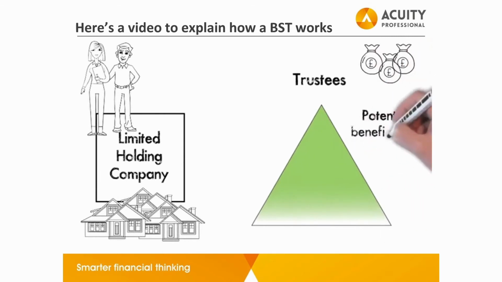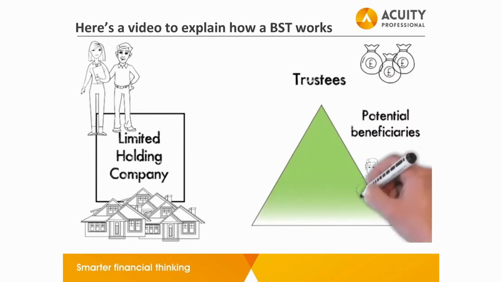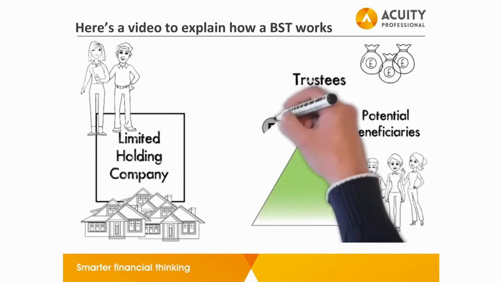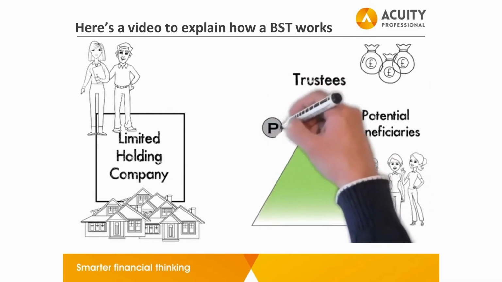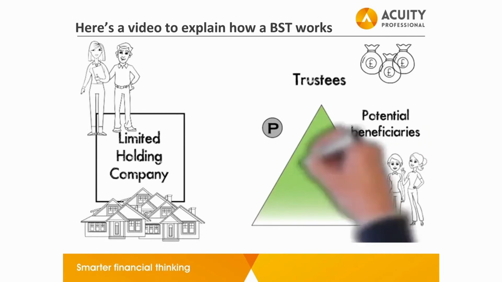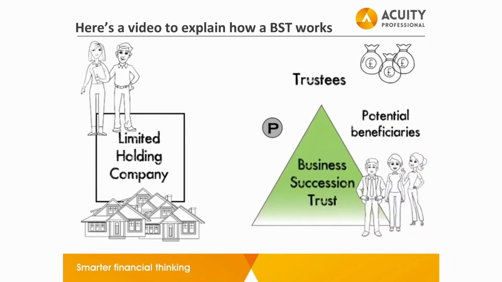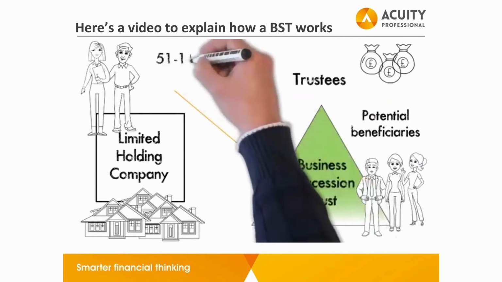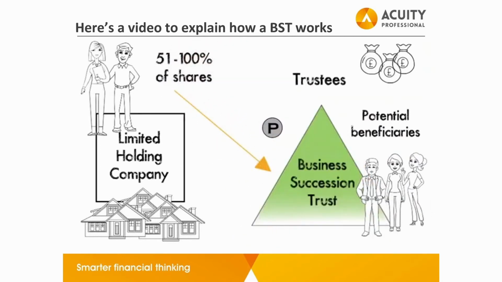Potential beneficiaries. The BST is a discretionary trust, which means that past, present and future employees of the company, as well as their families, are potential beneficiaries of the trust. Protector. The person or entity that has the power to remove and appoint trustees, normally the company itself or a director. Once the BST is set up, the company's shareholders can gift the majority of their shares to the BST, anywhere between 51% and 100%.